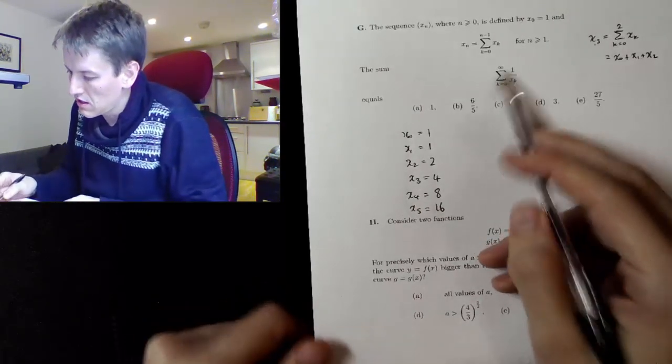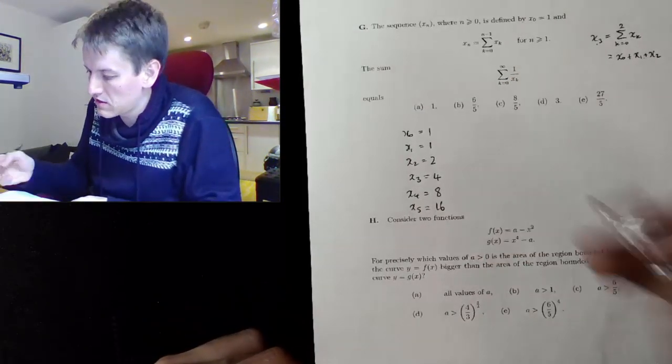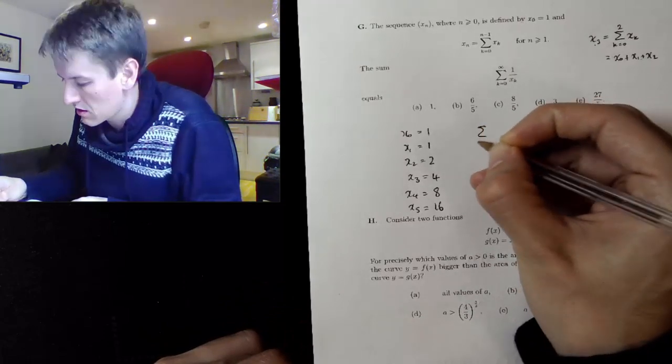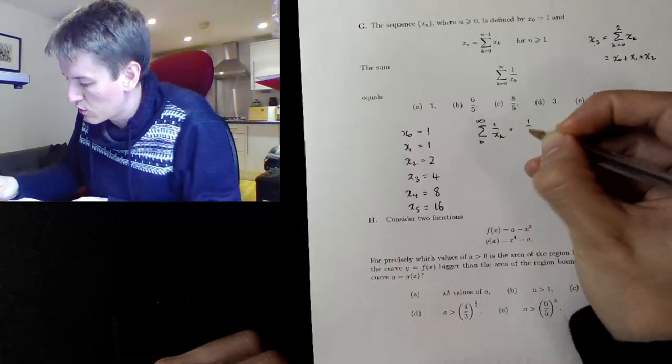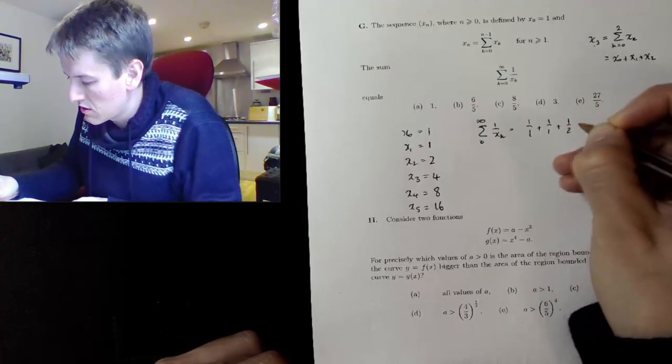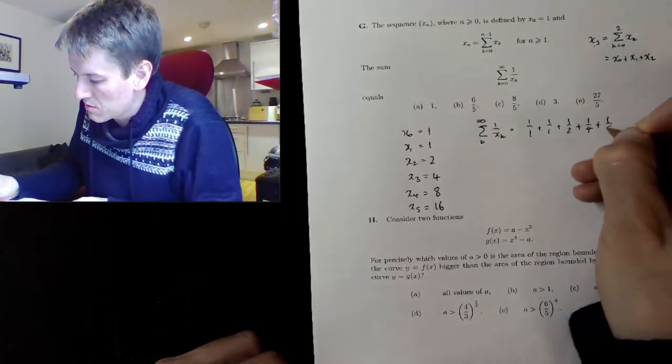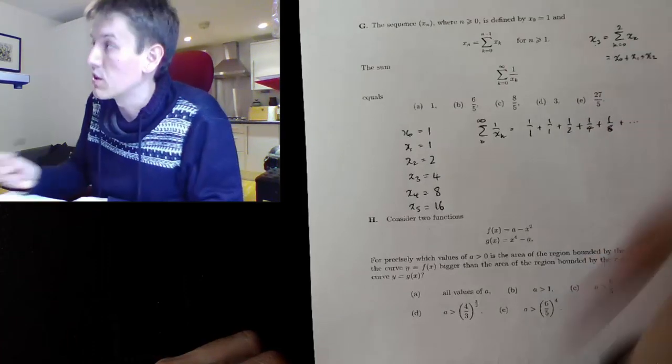So it says here, can we work out the sum from 0 to infinity of 1 over xk? Okay, so what's that? What does that look like? That's 1 over 1 plus 1 over 1 plus 1 over 2 plus 1 over 4 plus 1 over 8, etc.